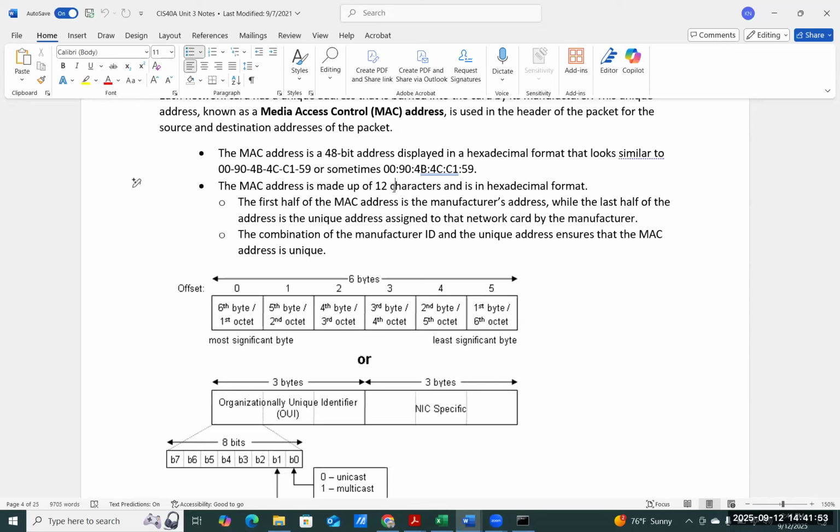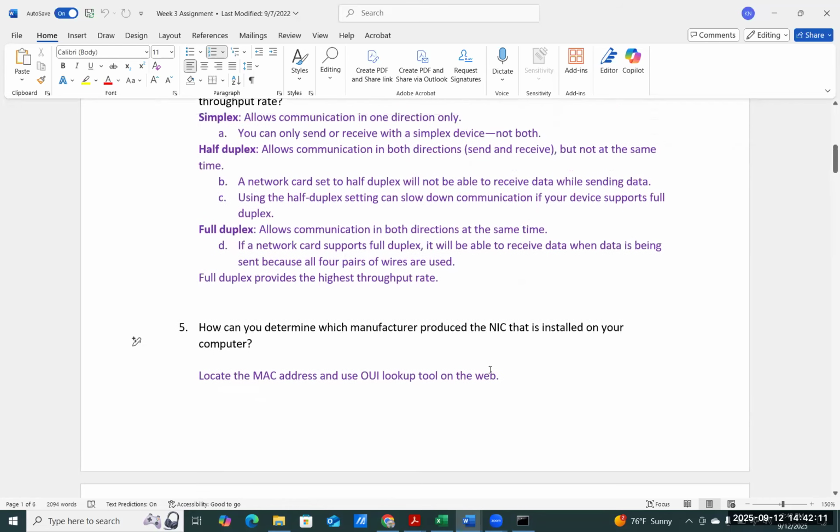So you can find a little bit more information about that. It tells you to locate the MAC address and use your OUI tool to look up the organization that created the MAC address. And you can find more tools available online. Okay, I'm going to move down to the next one.